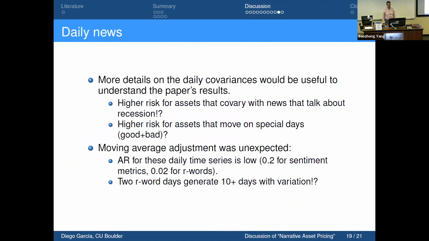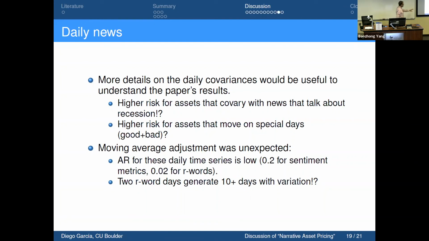And this matters to interpret some of these things, right? Because what the authors are finding is that you see higher risk for assets that covary with news that talk about recession. That's the interpretation of the paper right now. My read of this is a little more nuanced. Is it high risk for assets that move on these special days when the market is really going up and down? I don't know, but these are very different conclusions, at least in terms of the economics of it, which I need to get my head around.